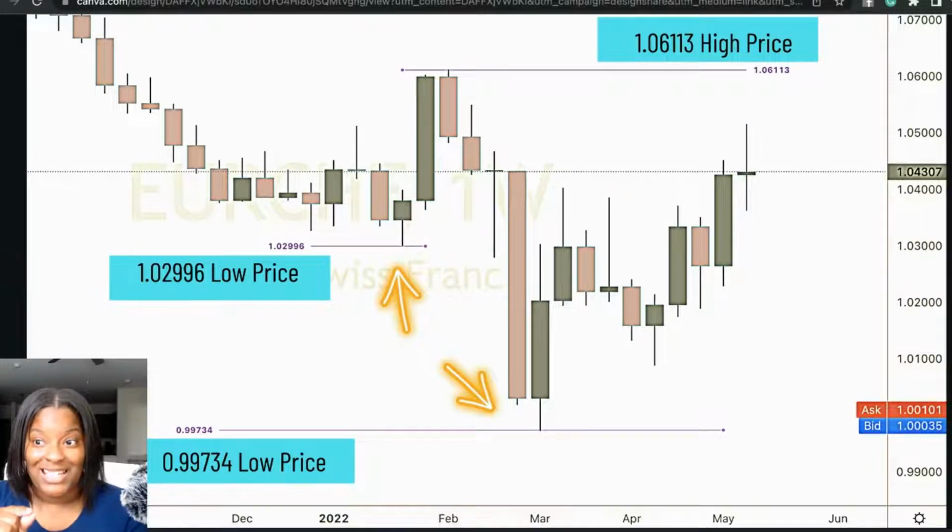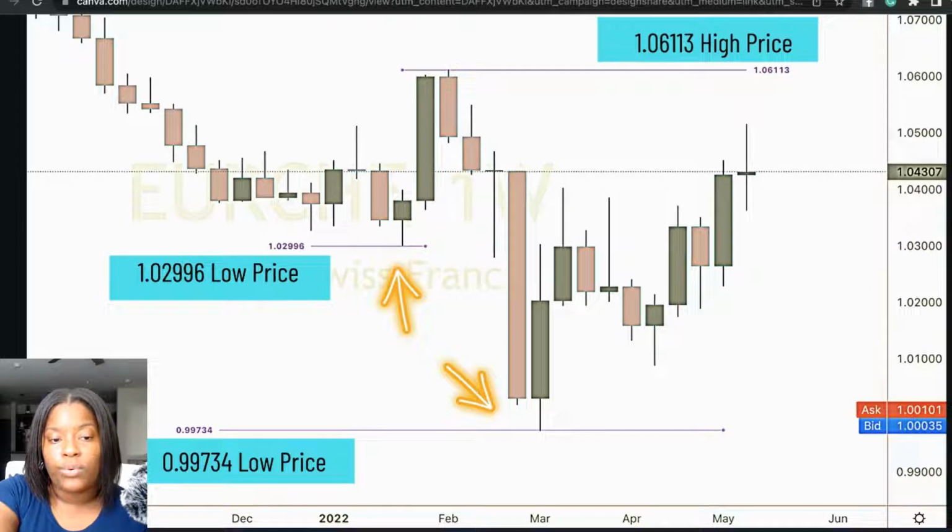I'm going to ask a question. As a trader, and hear me well with this question, or let's do it as a consumer. As a consumer, would you rather buy the euro in Swiss at 1.02996, going towards 1.03, or would you rather buy it at the highs at 1.06113? That's 4 cents higher. And I want you guys to answer that for me. Would you rather buy the euro and Swiss franc for a dollar and threes or a dollar and sixes?